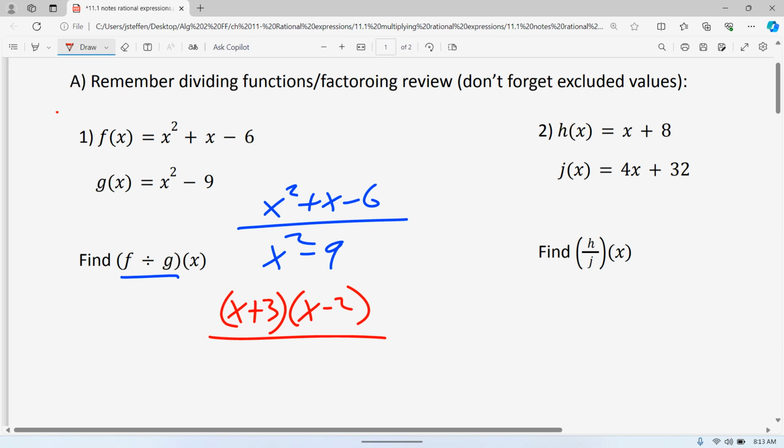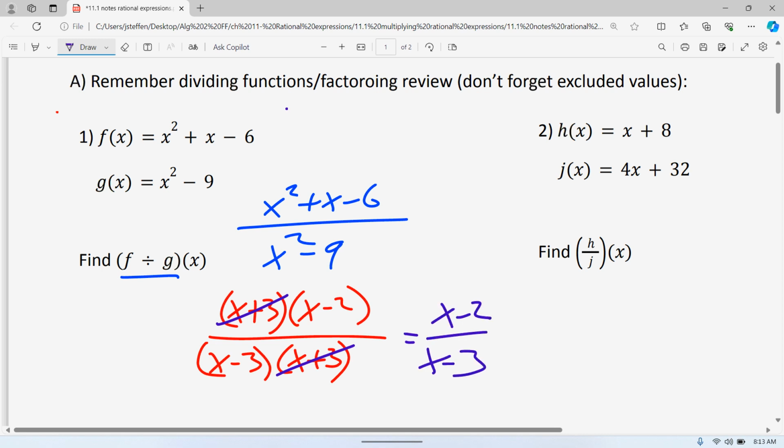I put some of these on purpose on your review, because I put questions on here with factoring. X squared minus 9 is x minus 3, x plus 3. In the numerator and the denominator, we could cancel those. So that means our answer was x minus 2 over x minus 3.